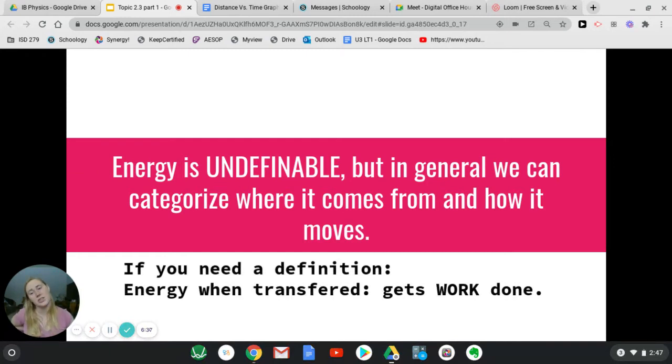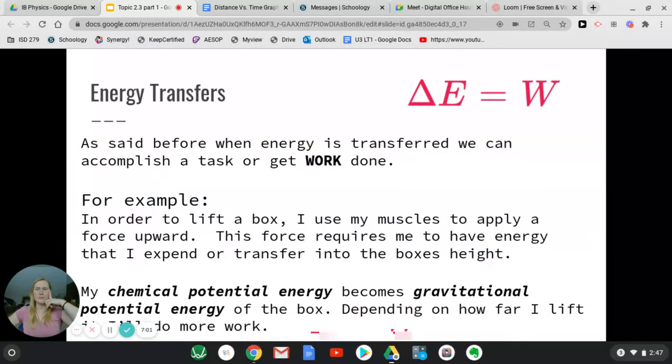If you do need a definition for energy, one way to talk about it is that when energy is transferred, it gets work done. So by definition, an energy transfer or a change in energy is equal to work. I think that equation's somewhere in your textbook, but it's not in your data booklet. It might be in your data booklet. We have to double check. So, energy transfers get work done, or accomplish tasks.